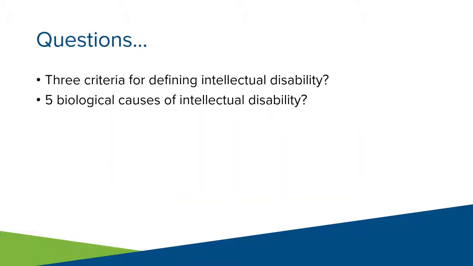First section we're going to cover is intellectual disabilities and some pre-section questions. First, we have 3 criteria for defining intellectual disability. What are 3 criteria for defining intellectual disability? Next is 5 biological causes of intellectual disability. List 5 biological causes of intellectual disability.